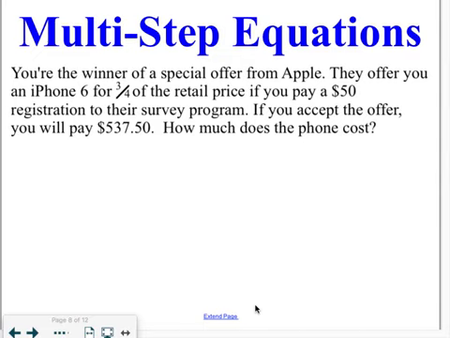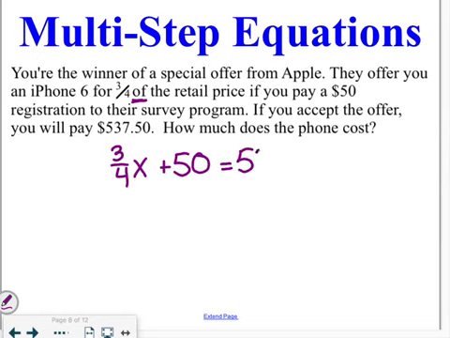So we need to set up our equation first. We're looking for how much the phone costs. That's going to be our x. It says you are paying 3/4 of the retail price. Of means multiplication. So we got 3/4 x, or 3/4 times the price. You are also paying a $50 registration fee. So in addition to what you pay for the phone, you're paying $50 more. Your total cost is $537.50. So that's how we would go about setting up that problem.